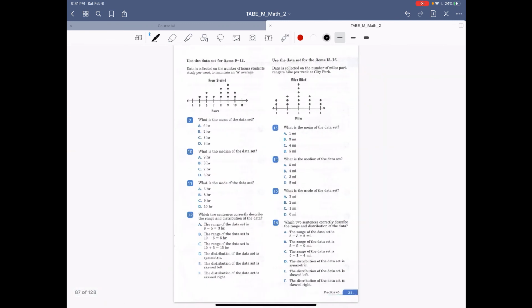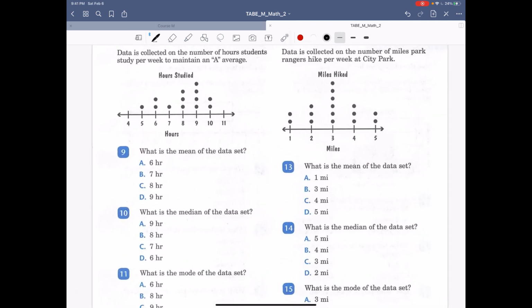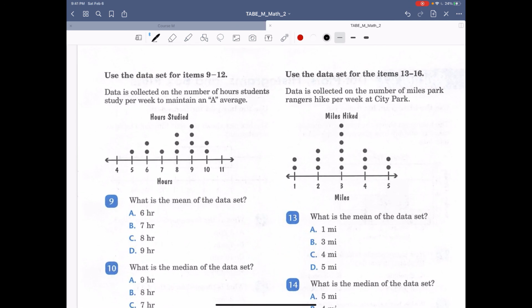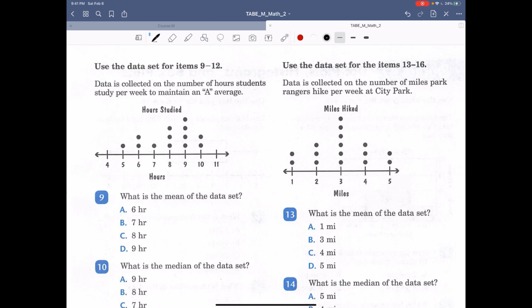Okay, the next one. They have given me a line plot for this one. It says, use the data set for items 9 through 12. Data is collected on the number of hours students study per week to maintain an A average. So let's count the dots here. 3, 4, 5, 6, 7, 8, 9, 10, 11, 12, 13. So I asked 13 students, how many hours do you study each week to keep your A average?